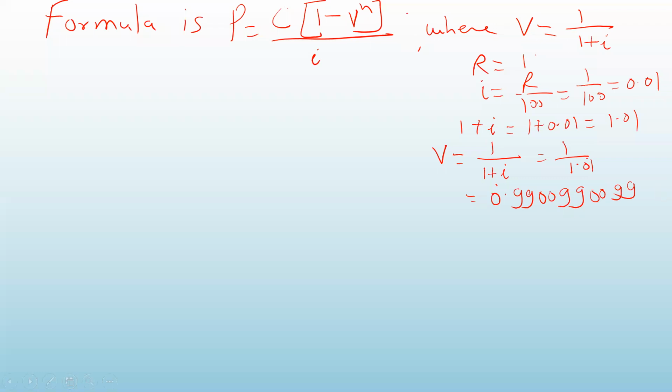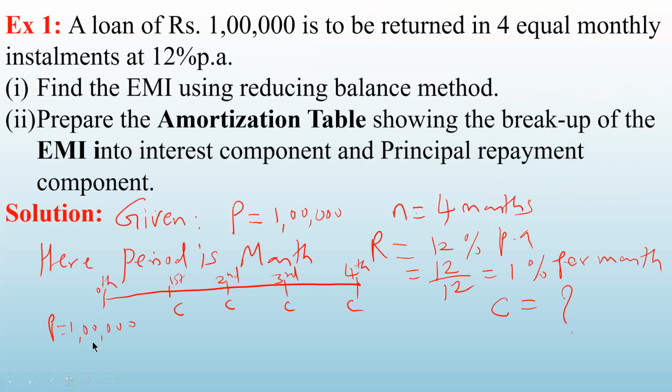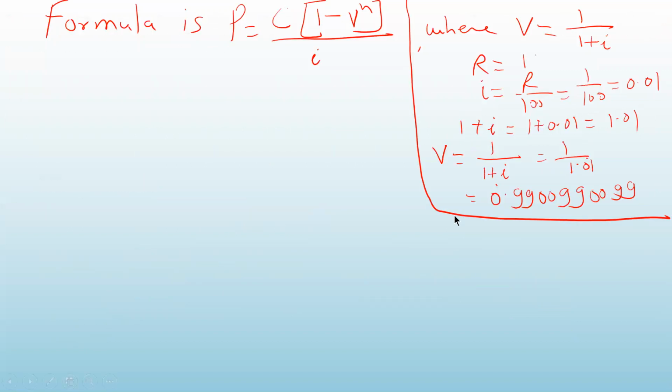Now in this formula, put all the values. What is the value of P? How much loan was taken? P is 1 lakh, and N is 4. Put the value of P, 1 lakh. And C you have to find out, so you keep C as it is. Then 1 minus V.